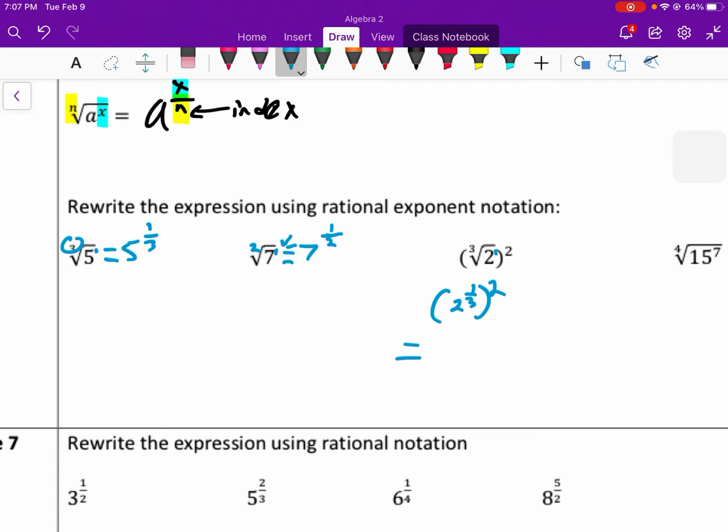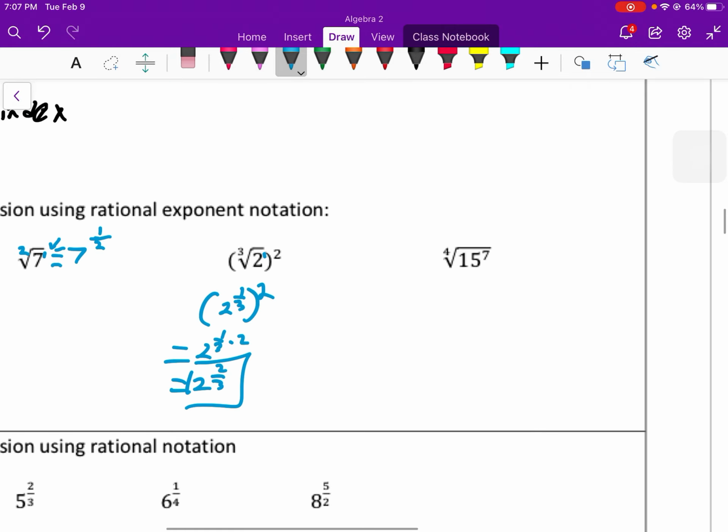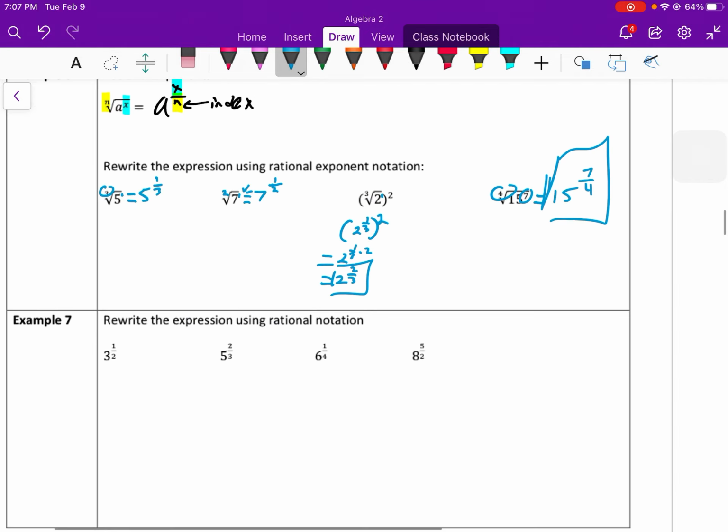Now it's like yesterday's lesson, where now it's power to a power. So we have 2 to the third times 2. So then that would be 2 to the 2/3 power. So then that would be our final product. In this case over here, following through, would be 15. This goes in the numerator, and then this goes in the denominator.